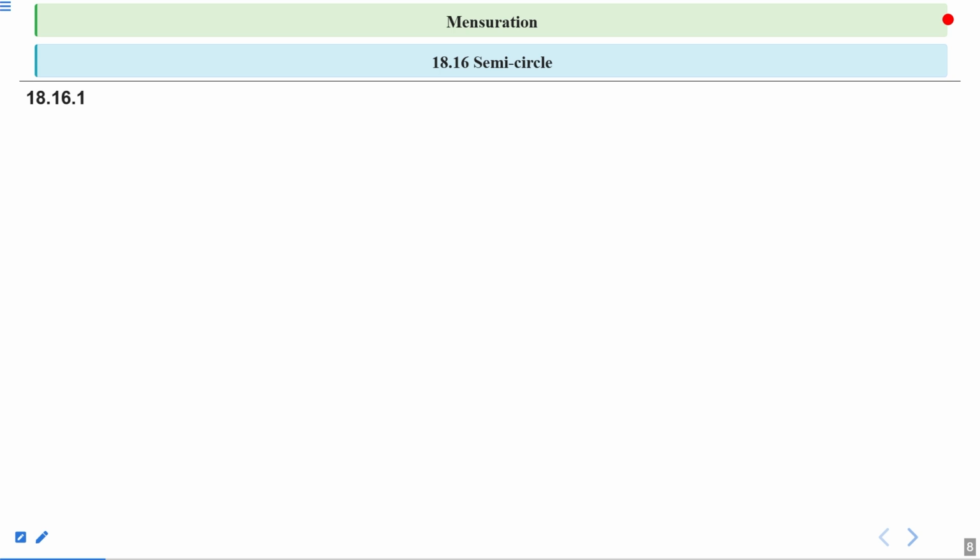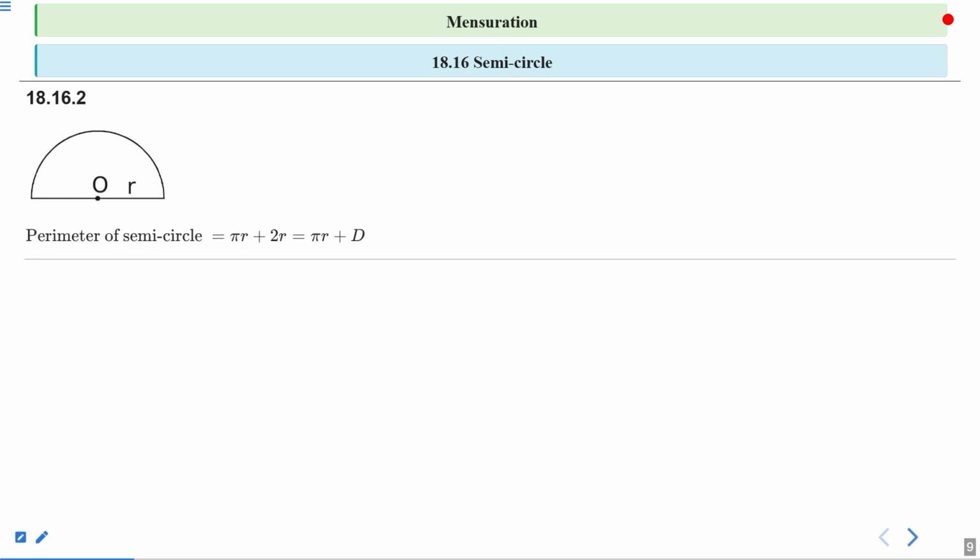Semicircle. So 18.16.1. So this is the diagram of the semicircle with radius r. So the area of the semicircle will become 1 by 2 pi r square, because the area of the circle is pi r square, so the semicircle will become half of pi r square. Next one is 18.16.2 of the semicircle. So this is the diagram. So the perimeter of the semicircle is pi r plus 2r, where 2r represents the diameter of the circle. So we can say pi r plus d.